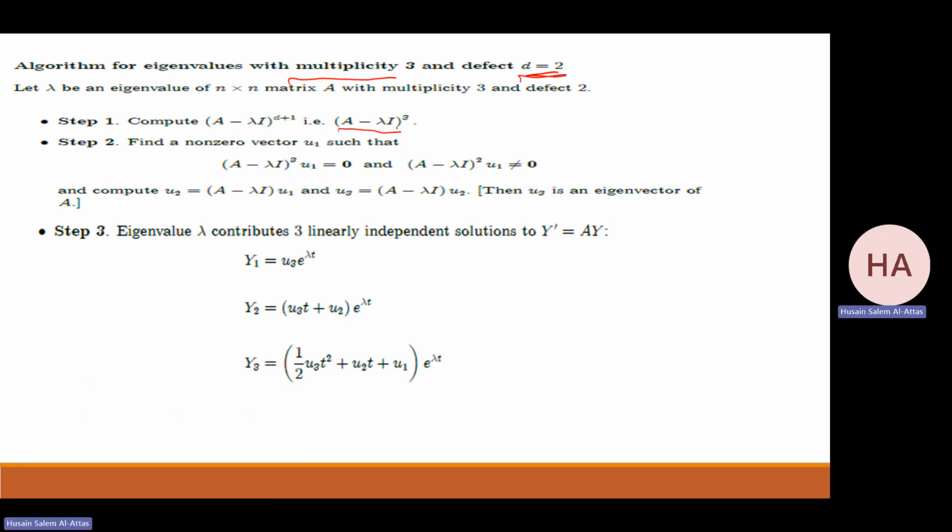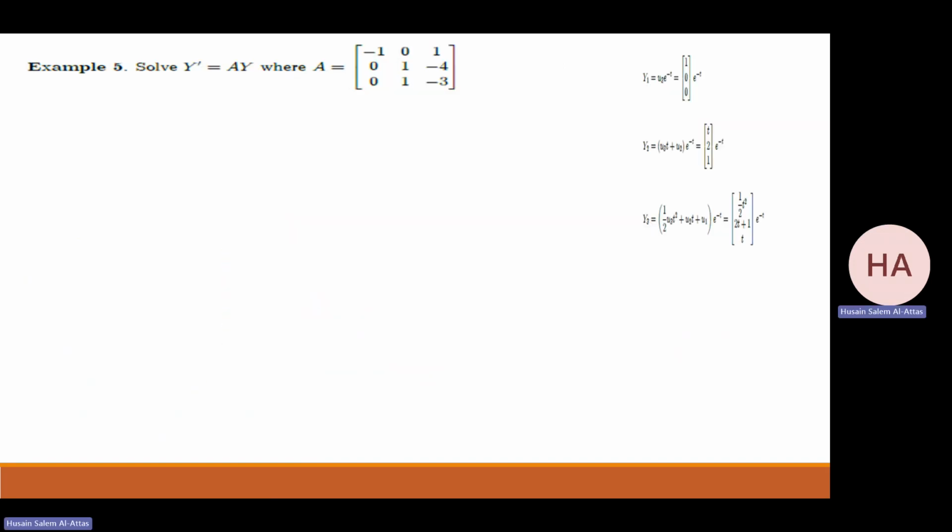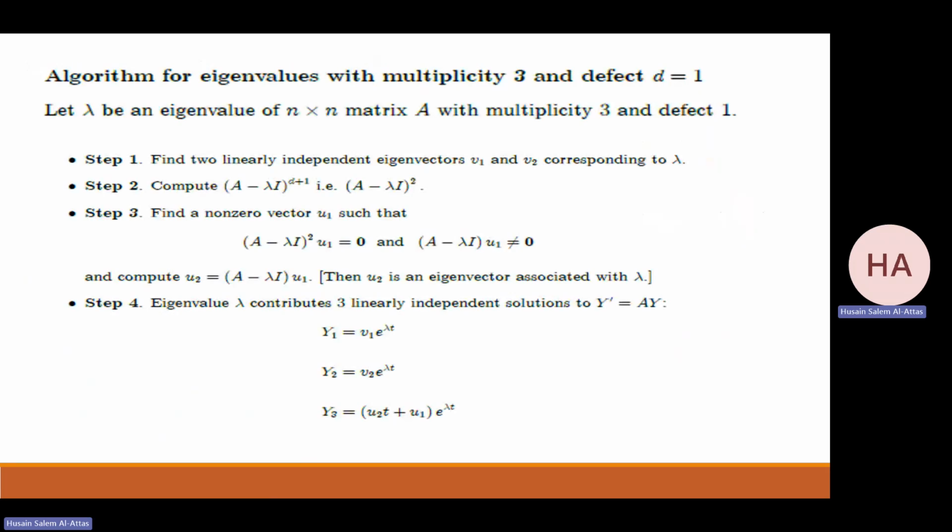So we find (A minus lambda I) to the power d plus 1, which is now cubed. Then I try to choose a vector U1 so that (A minus lambda I) cubed times U1 equals 0, but the squared one is not equal to 0. You find U2, (A minus lambda I) times U1, then you find U3, (A minus lambda I) U2, then you have this format for the solutions. And we did an example.